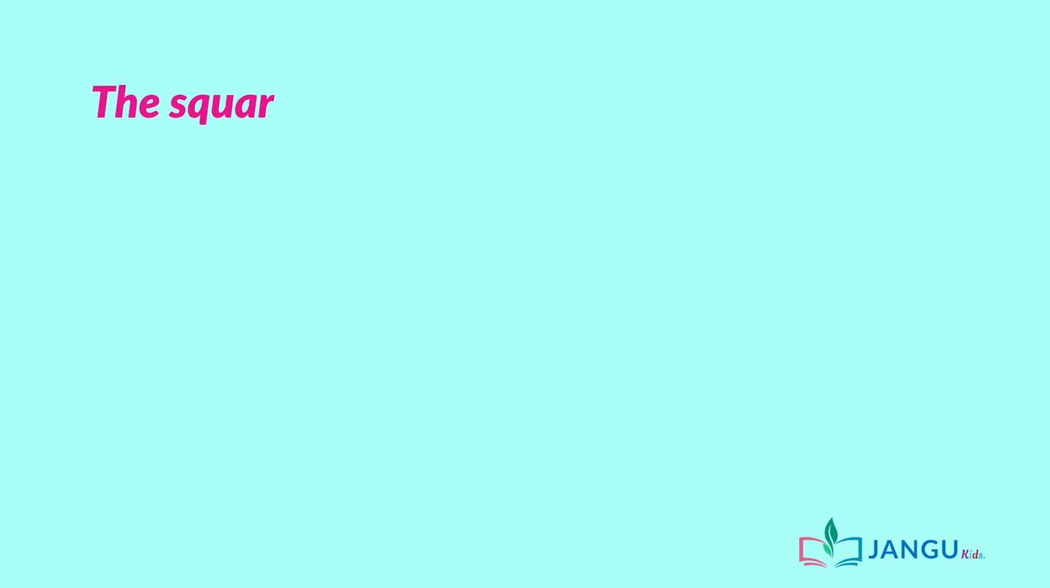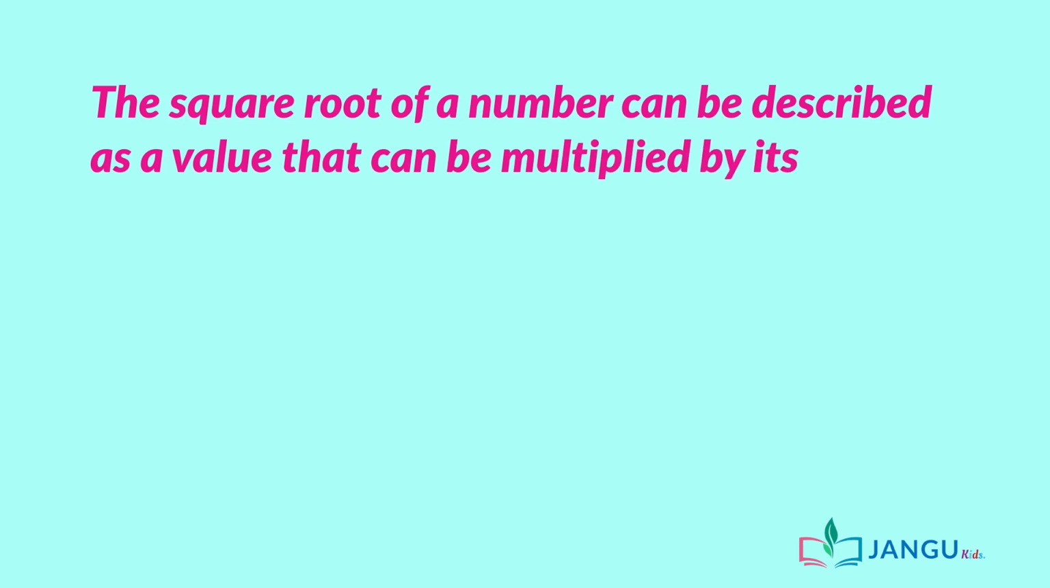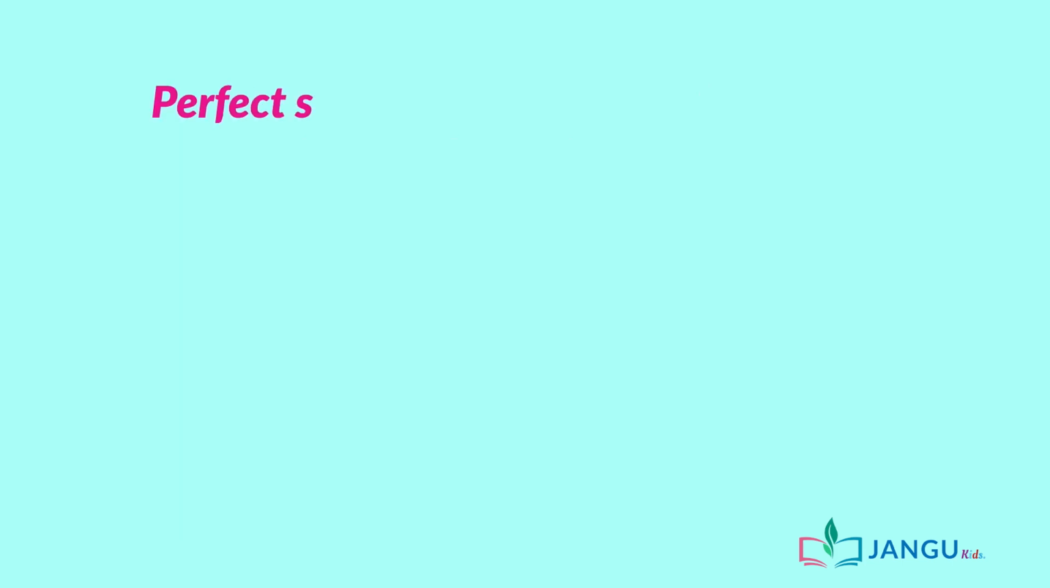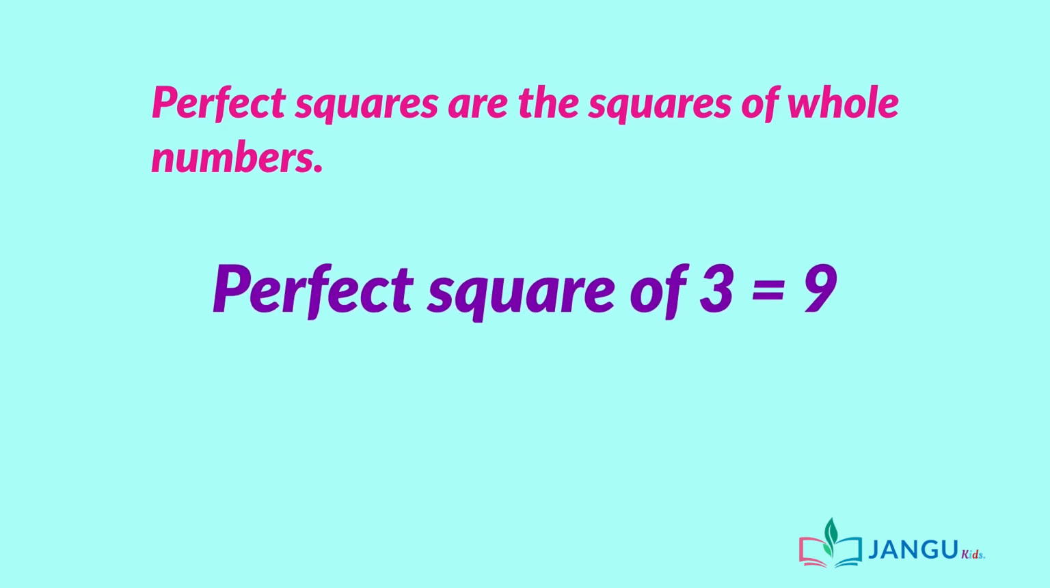Now, we can describe the square root of a number as a value that can be multiplied by itself to give the original number. This is the symbol of a square root, and the square root of a number is usually written as this. Perfect squares are the squares of whole numbers. Therefore, the perfect square of 3 is 9, and the square root of 9 is 3 because 3 multiplied by itself equals 9. Now let's have a little practice of what we have learned so far.